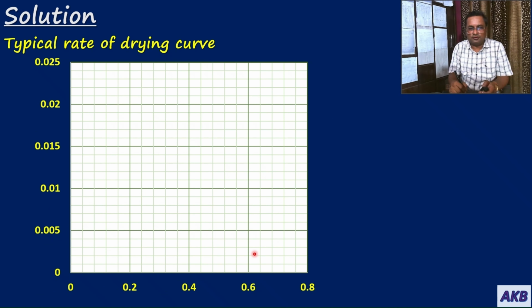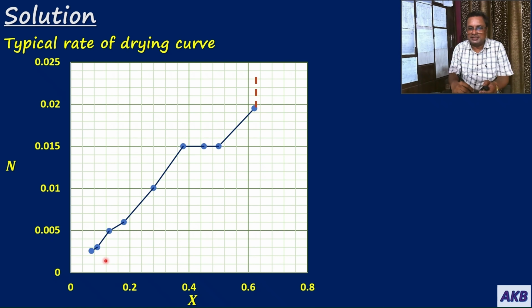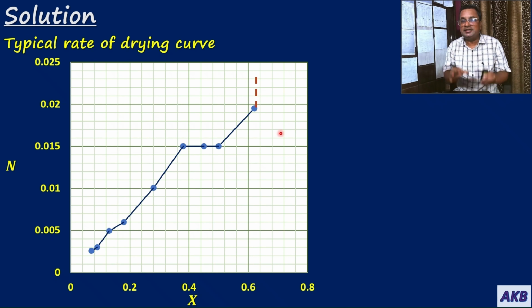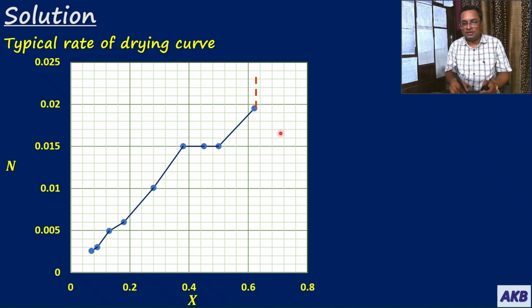So for getting the typical rate of drying curve, on the y-axis we are going to plot N, which we just calculated, and on the x-axis we are going to plot capital X. So when you plot the data, you will be getting the typical rate of drying curve. So this is the typical rate of drying curve that is obtained in this case, and you can easily identify the different sections on this curve.